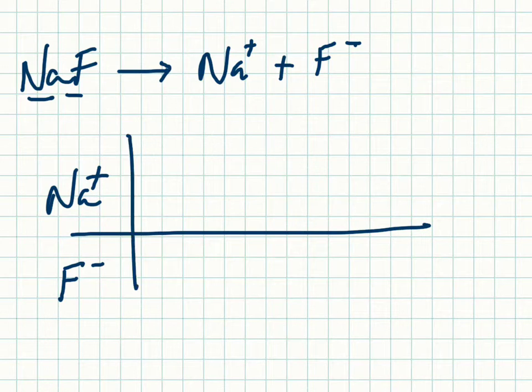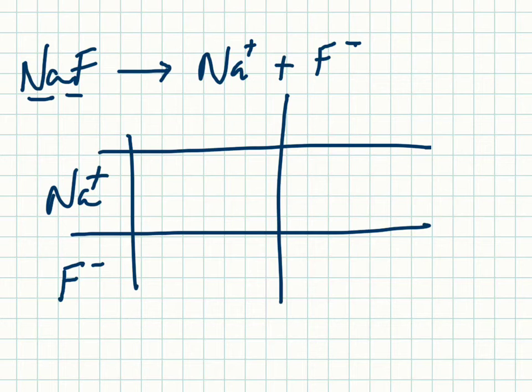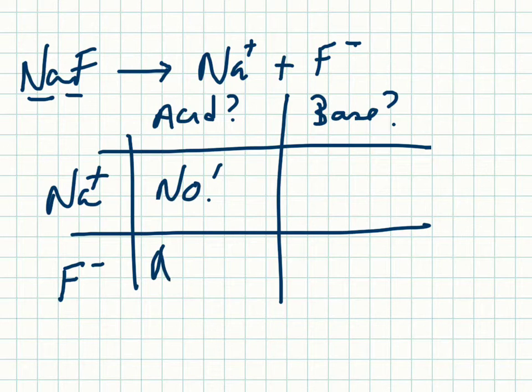And I'm going to ask myself whether or not these two ions are acids or bases. And I'm going to apply the Bronsted-Lowry definitions when I do that. An acid is something that can donate hydrogen ions. Since neither of the ions has a hydrogen ion attached, neither one of them can be a Bronsted-Lowry acid, so no. To be a base, the Bronsted-Lowry definition states that you have to be able to accept hydrogen ions.